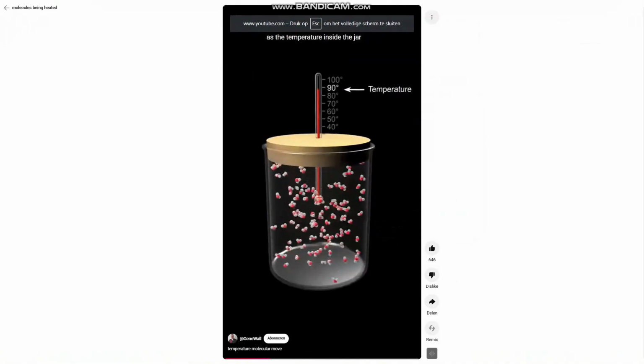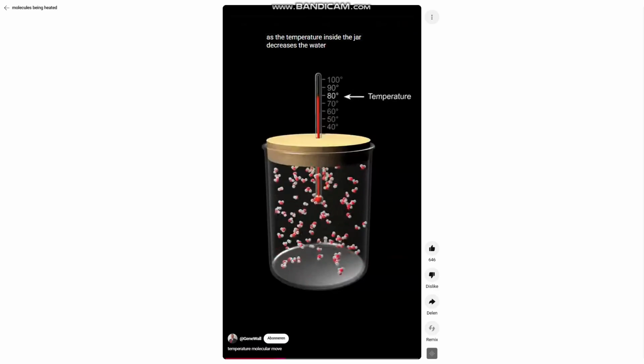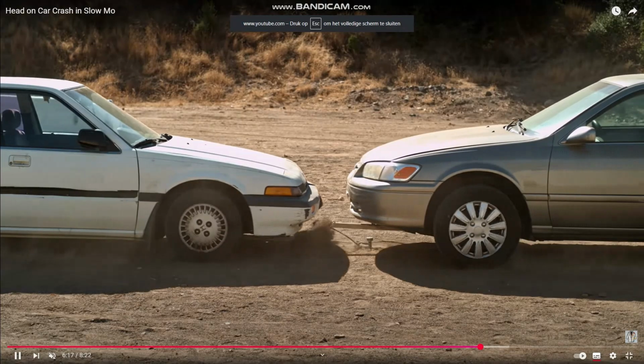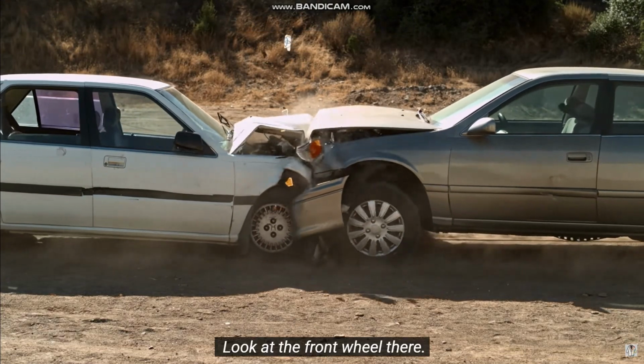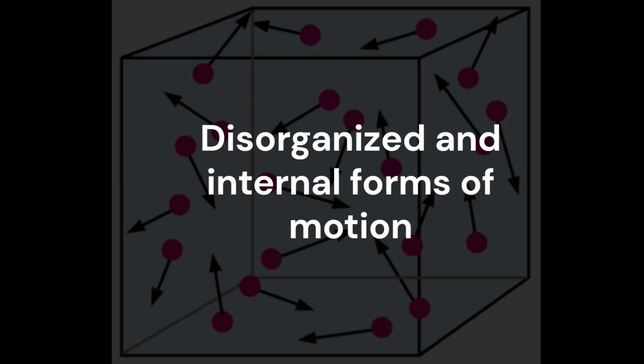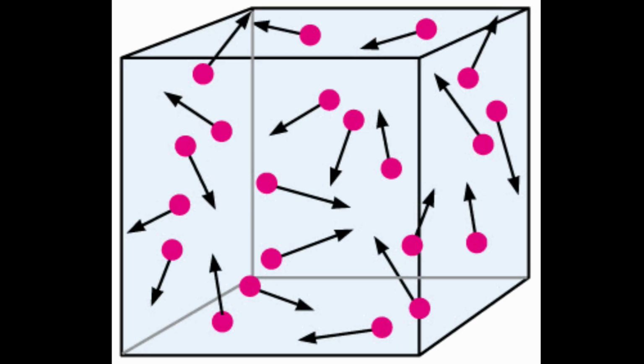Heat equals random kinetic energy of atoms or molecules. Vibration equals oscillating motion like a spring or sound wave. Deformation equals atoms getting displaced from equilibrium positions. And sound equals waves of compressed and rarefied air. So yes, it's all motion, but here is the key idea. These are all disorganized or internal forms of motion. Different types of energy, like internal heat versus large-scale motion, behave differently.